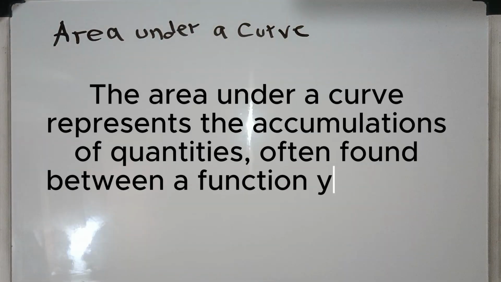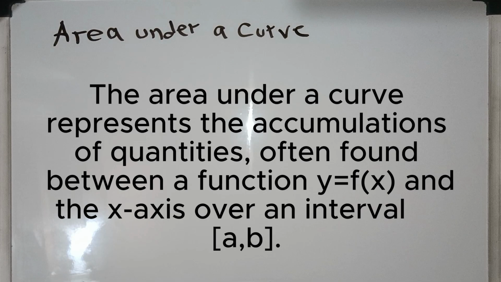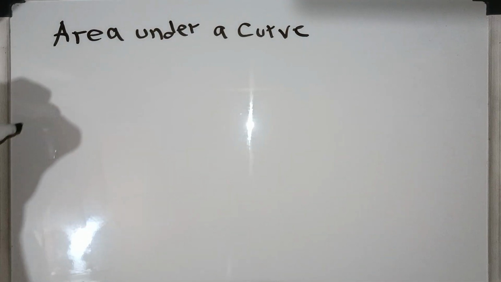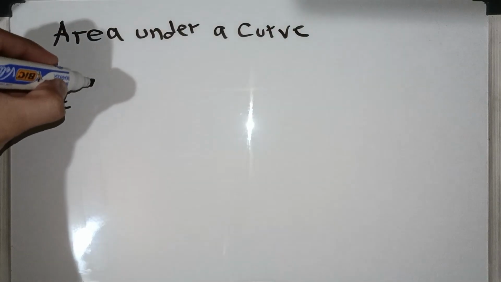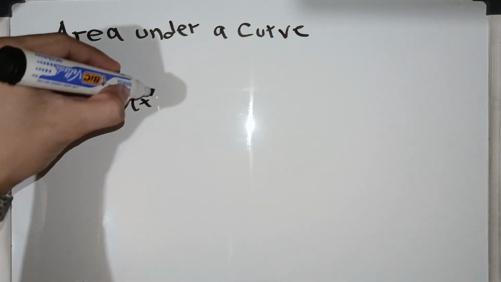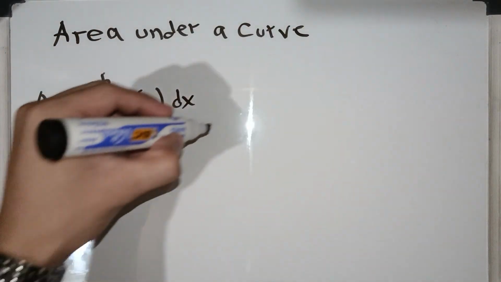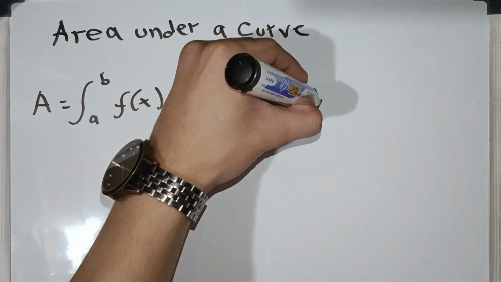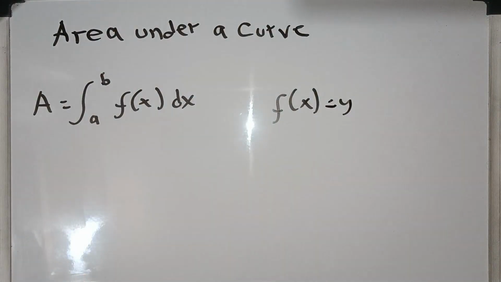The area under a curve represents the accumulation of quantities, often found between a function y is equal to f of x and the x-axis over an interval a to b, with the formula: area is equal to the integral of f of x dx from a to b, where f of x is equal to y.